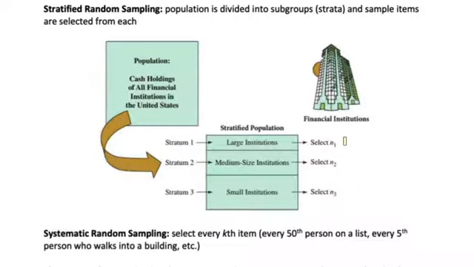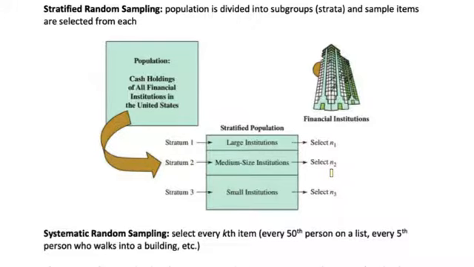So in this example, we would choose a few from the large institutions, we would choose more medium-sized than large, and we would choose more small institutions than medium-sized because small institutions is the largest group. So I would choose more of them to keep the proportions in my sample the same as in my population.